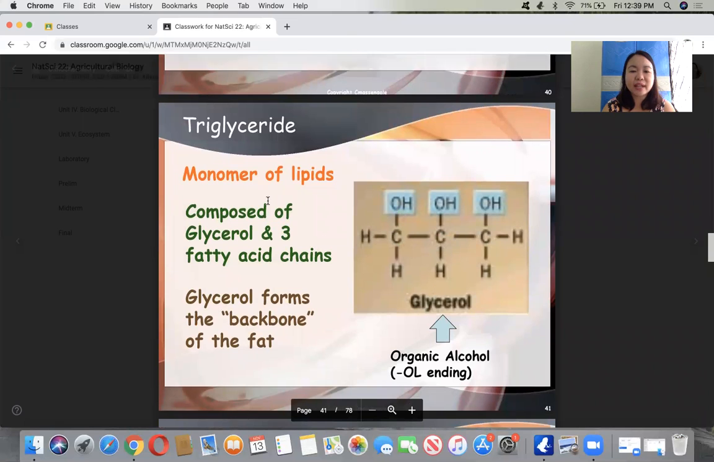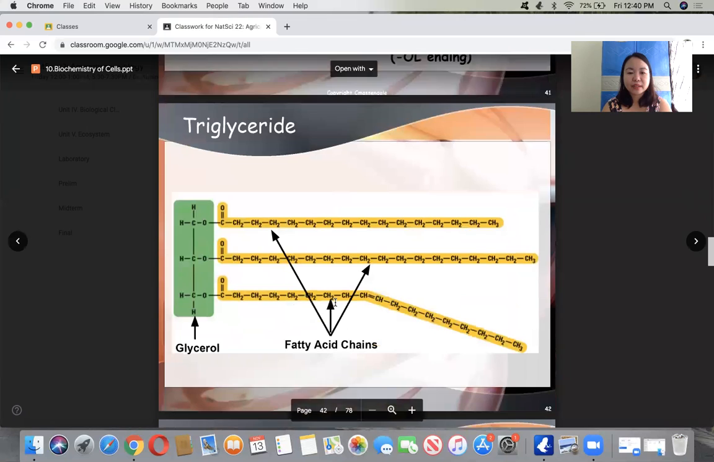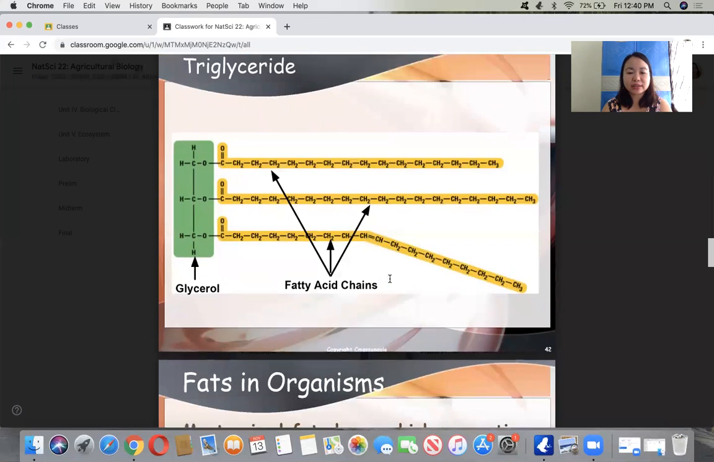So what are triglycerides? These are monomers of lipids composed of glycerol and fatty acid chains. This is shown here: glycerol is an organic alcohol, as the ending -ol indicates. It is composed of glycerol and 3 fatty acid chains, with glycerol forming the backbone of the fat. So triglycerides have glycerol as the backbone of the fat. This is another figure of the glycerol with the fatty acid chains.